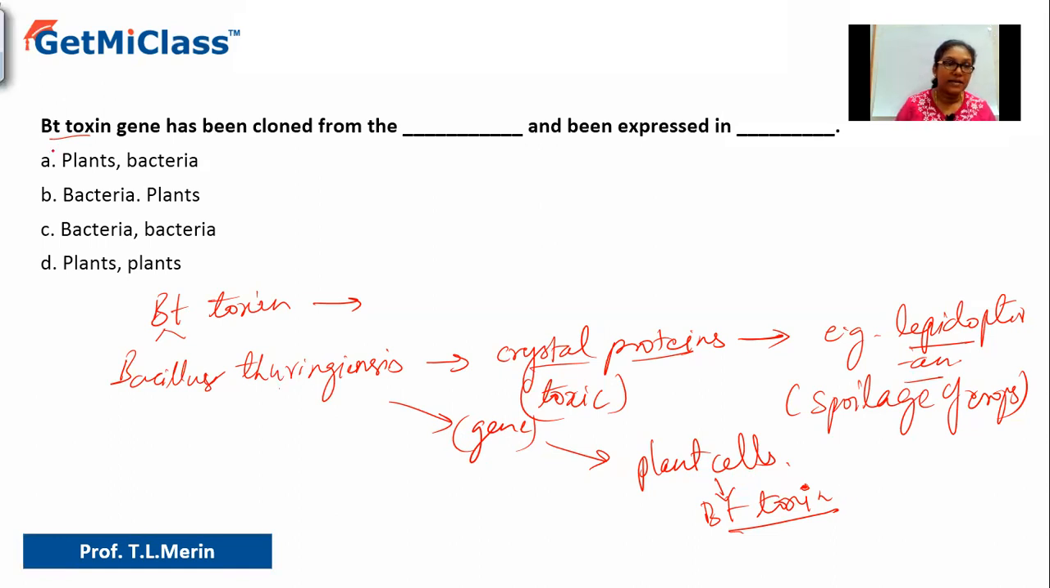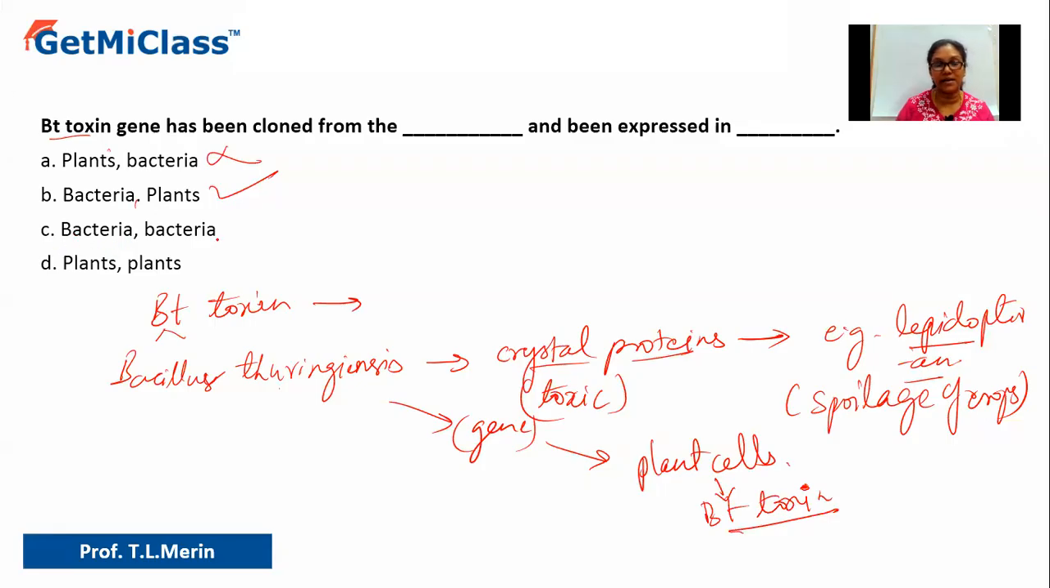So let us see. It says Bt toxin gene has been cloned from dash. Cloned from what? It is from Bacillus thuringiensis, right? And been expressed in plants. Option A says plant. So it is not cloned from plants, hence it is ruled out. Option B says bacteria. Yes, it is being cloned from a bacteria, that is Bacillus thuringiensis, and it is being expressed in plant. That is the correct option.